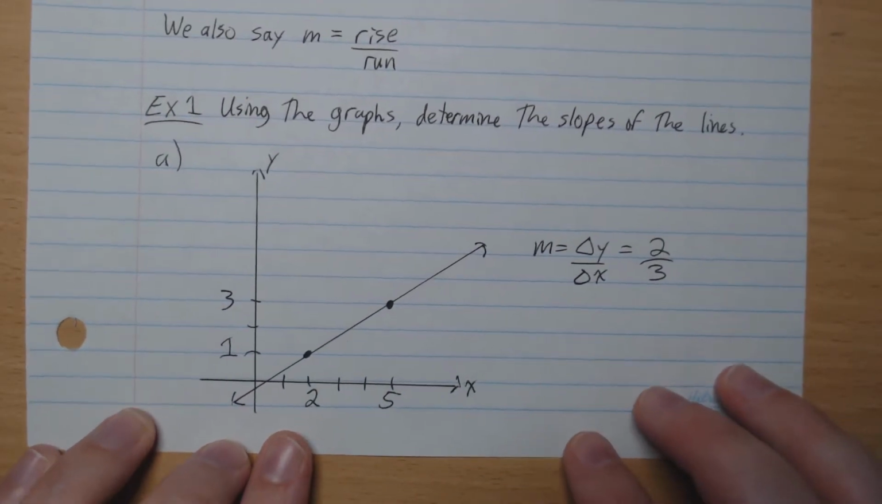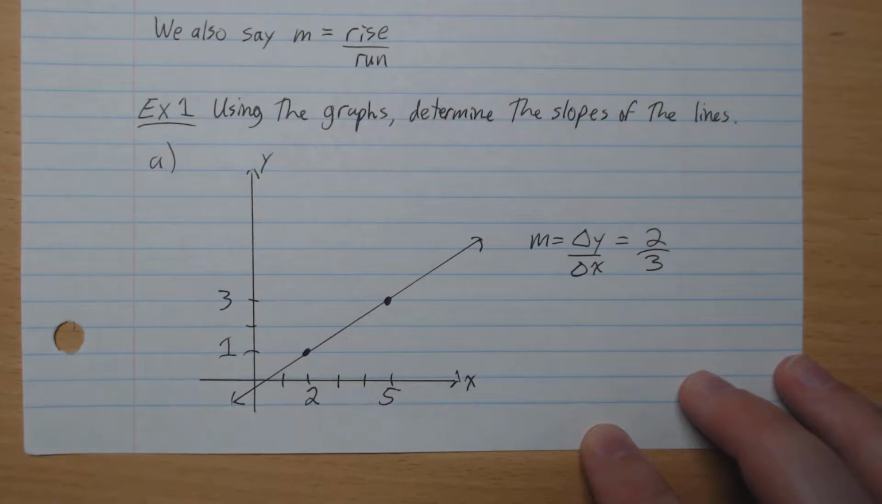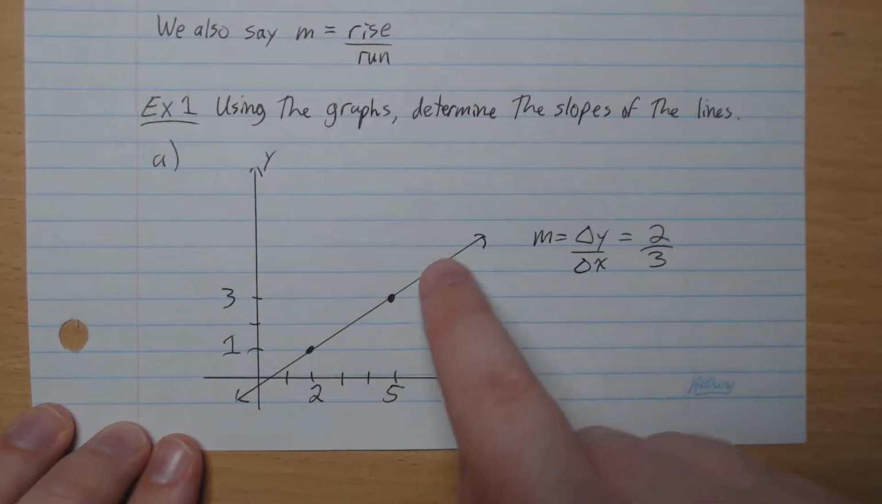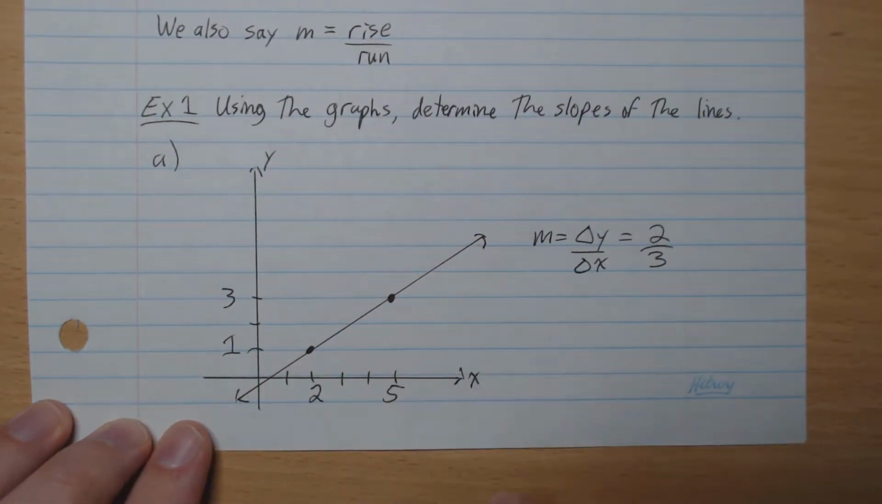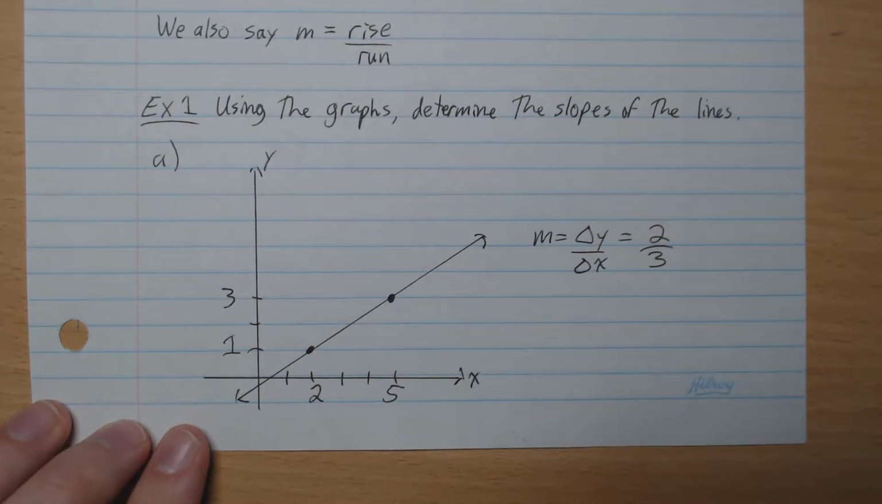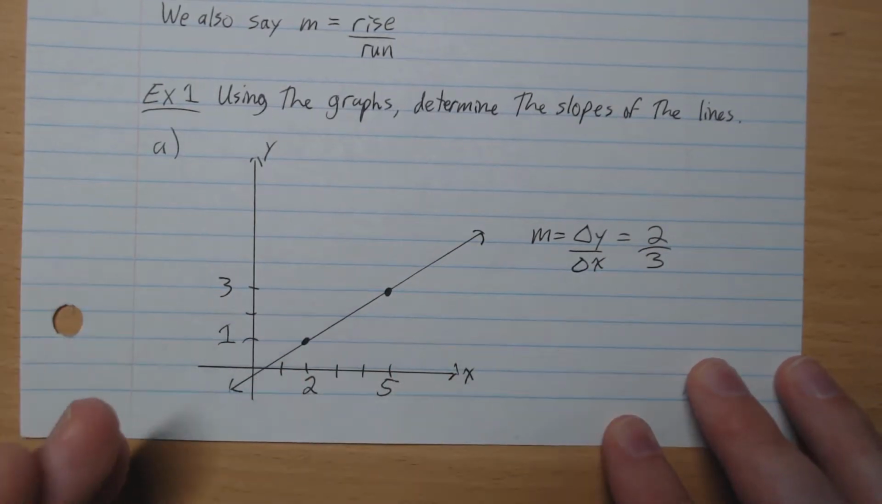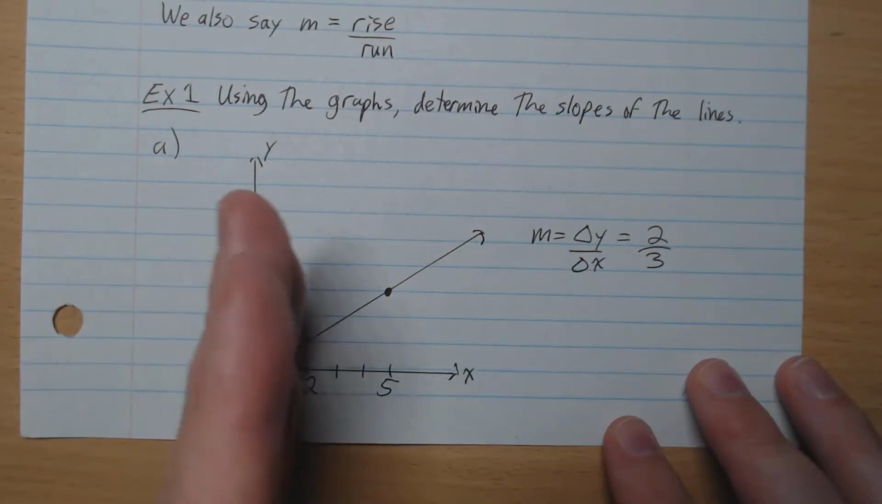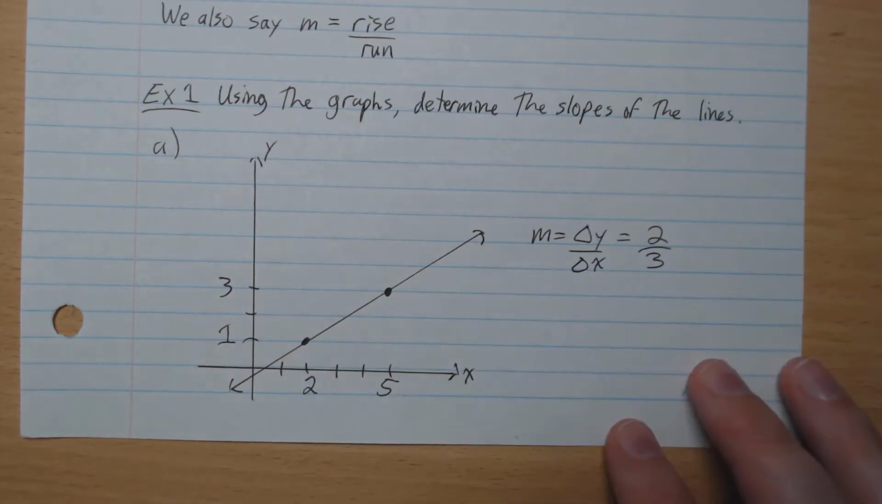Example 1, using the graphs, determine the slope of the lines. Here we have our linear function like this. Change in y over change in x. Change in y is 1, 2, and change in x is 1, 2, 3. So our slope is 2 over 3. We notice that it's a positive slope, going upwards from left to right.